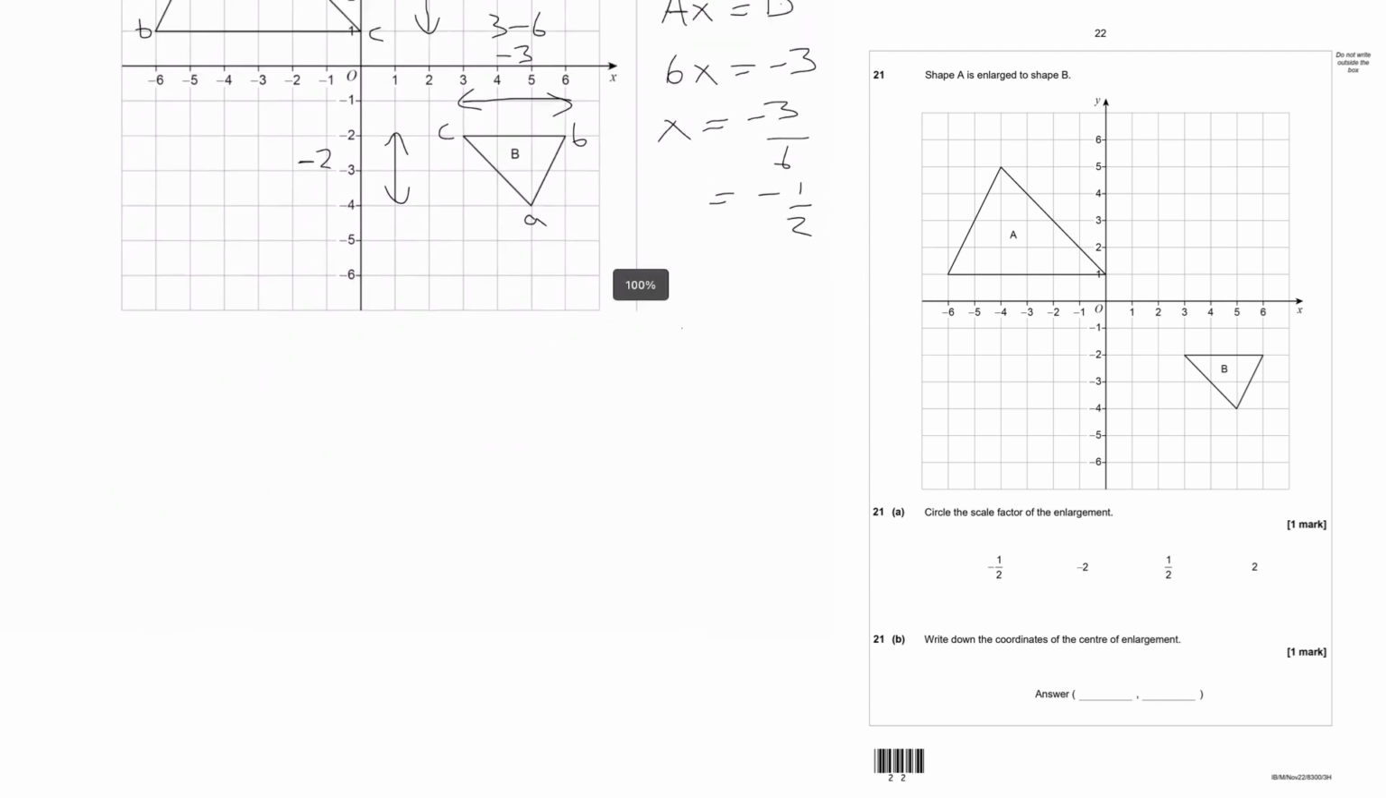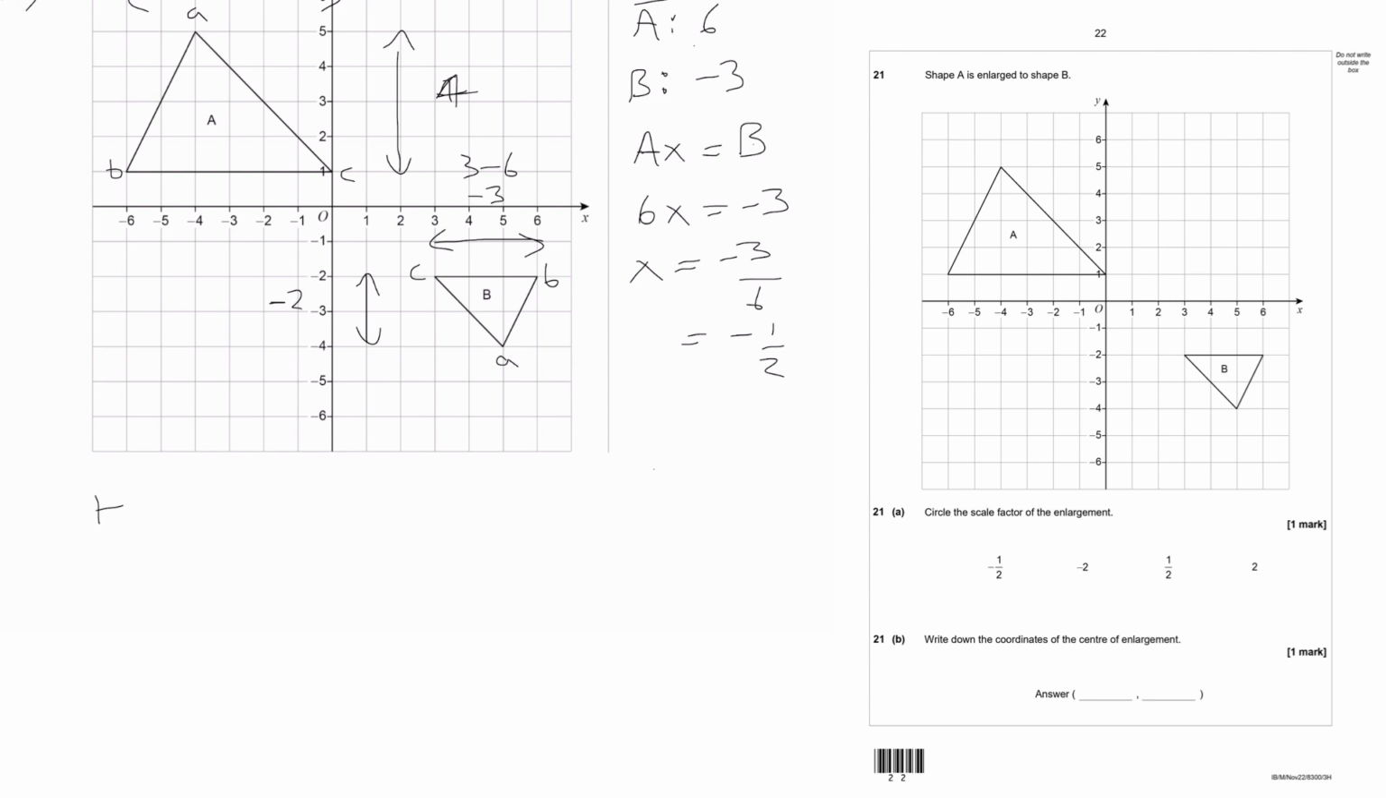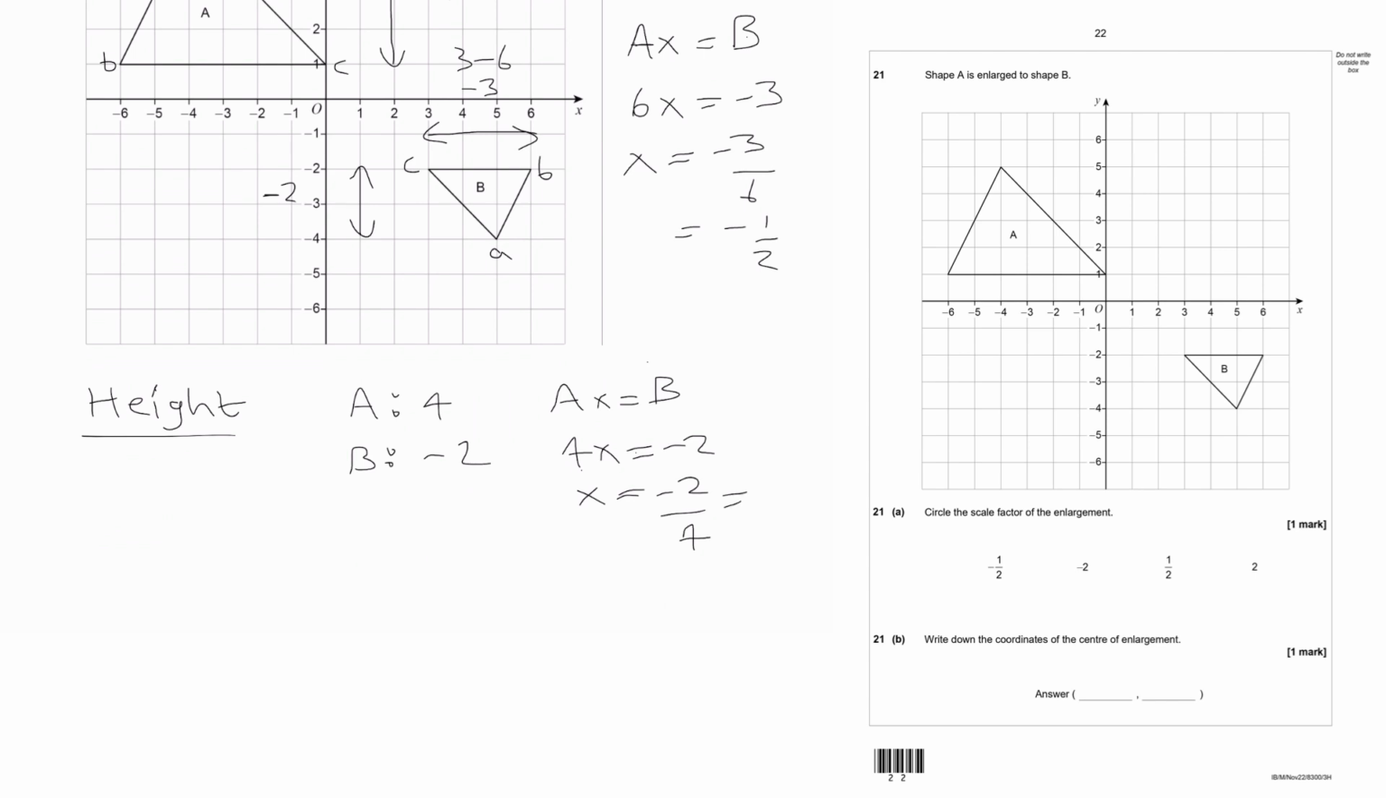And we can do the same thing for the height as well. So for the height, and in fact I'll write it here, for the height we can say that A has a height of 4 and B has a height of minus 2. Therefore, A times x equals B, 4 times x equals minus 2, and therefore x equals minus 2 over 4, which again is minus a half. So we can see that the scale factor of the enlargement here is going to be minus a half.